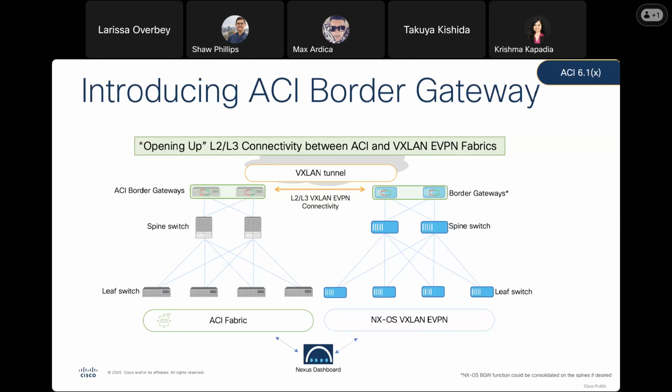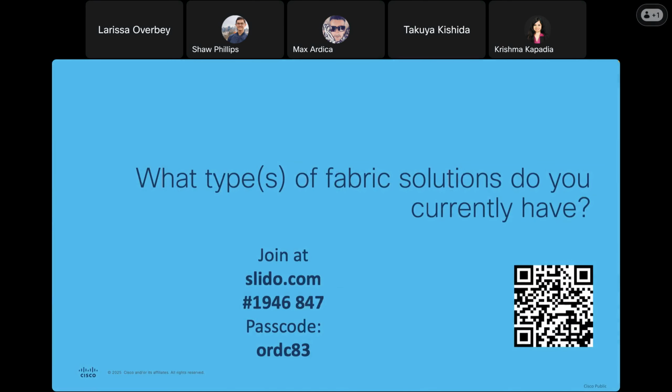That's through ACI 6.1.4 most likely. So we'll talk about the detailed functionality in the next couple slides. But first, if you guys can give us an idea of what fabric solutions you currently have today.